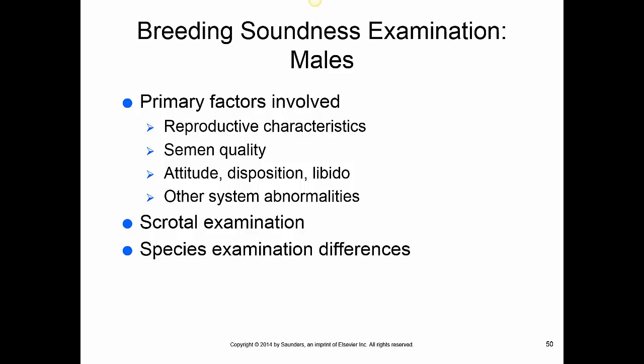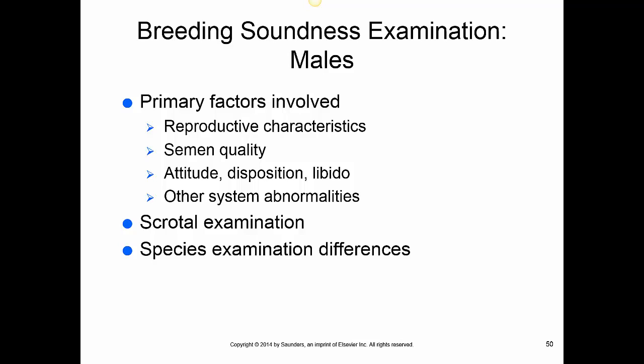When we're looking at, say, a boar, we're looking at the testicles too, but we place a lot more emphasis on the examination of the penis because it has to have that proper corkscrew. If it doesn't have that proper corkscrew, then they're not actually going to be able to live cover a female. And so that plays a very significant role.